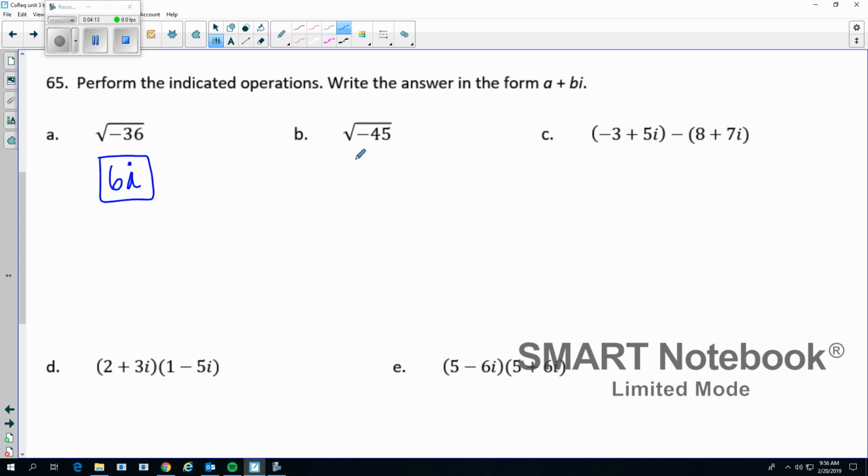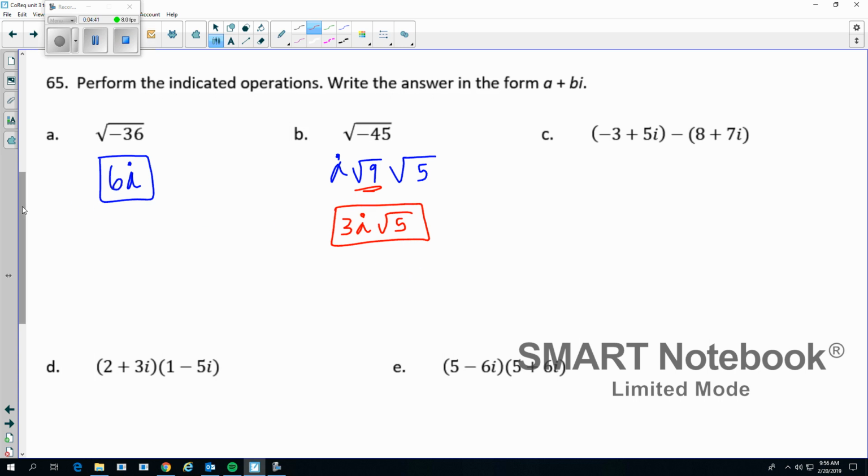Okay, so on B, you get an i, and then you can break up the square root of 45 into a 9 times 5. And so then the square root of 9 is 3. So we're going to go ahead and write that as 3i. Looks nicer to write it like that instead of i3. So 3i, and then you still have radical 5, square root 5. That's it for that.